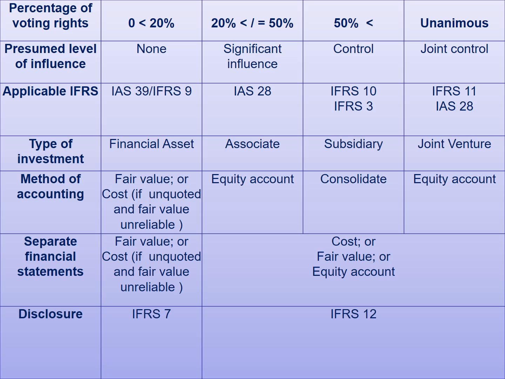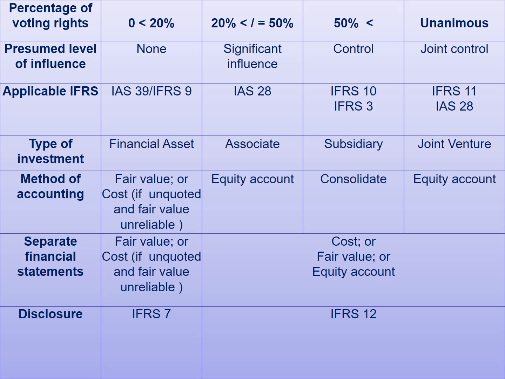Moving across to the second block, we've got an investment of between 20% and say up to about 50%. Technically, there's no limit, but at higher levels, one typically ends up in one of the other categories of investments. So where you've got significant influence, you've got an associate, which you have to equity account under IAS 28. In the separate financial statements, you can choose between cost, fair value, or equity accounting, and disclosure is provided in terms of IFRS 12.